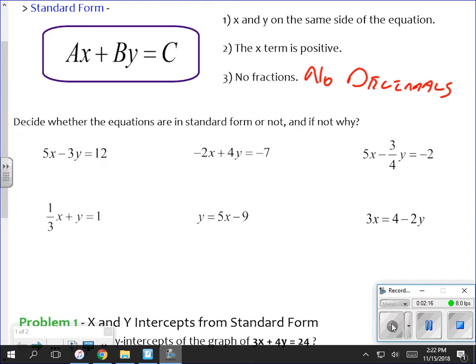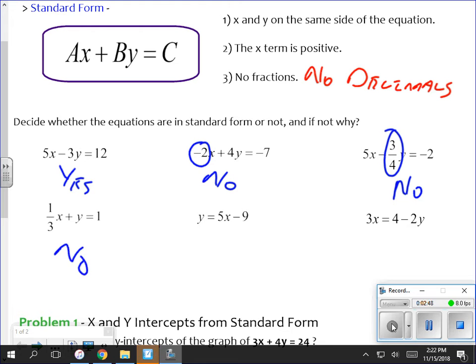Okay, here we go. First one. Yes or no? Yes, this one is in standard form. Second one, yes or no? Yes. Okay. Third one, yes or no? No. Because of the fraction. Fourth one, no, because of the fraction.